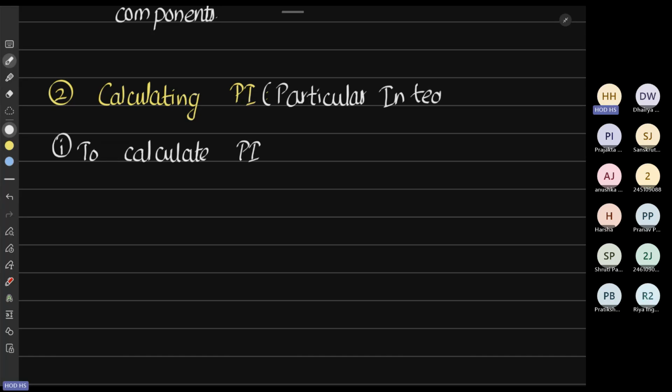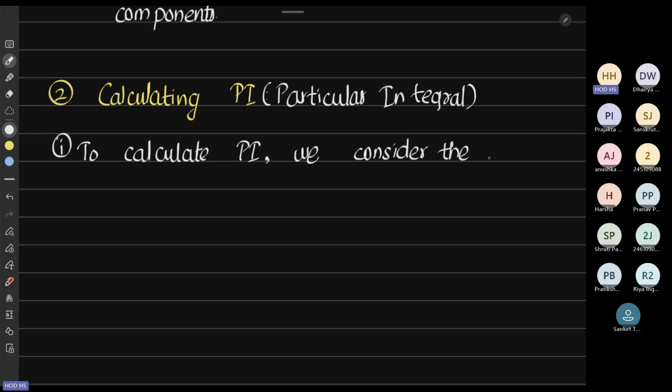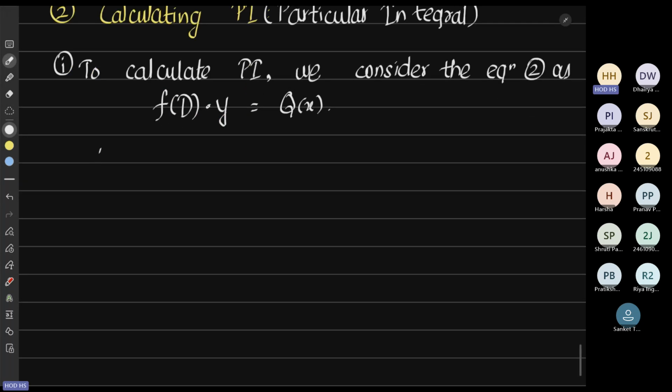So to calculate the particular integral, we consider equation 2 as f of D times y is equal to Q of x. Notice that here f of D is defined as p_n D to the power n plus p_(n-1) D to the power n minus 1, and so on till we get p_1 D plus p_0. This polynomial is defined as f of D.